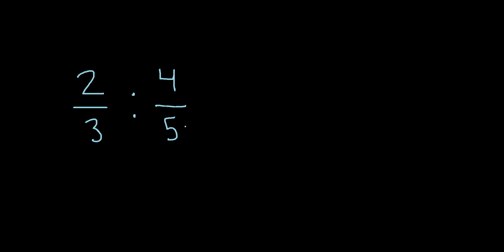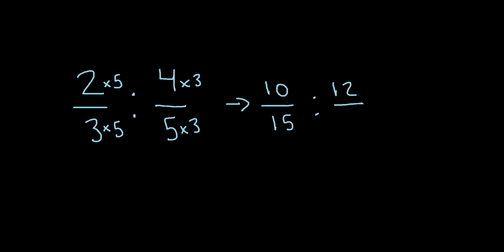So if we have a 5 right here, we need to multiply it by 3 to get to 15. And whatever we do to the denominator, we also need to do to the numerator. So we'll multiply that by 3. Now if we have a 3 right here, to get to 15, we need to multiply by 5. So if we multiply the denominator by 5, we also need to multiply the numerator by 5. So let's see what we get. 2 times 5, that's 10, over 3 times 5 is 15. 4 times 3 is 12, over 5 times 3 is also 15.